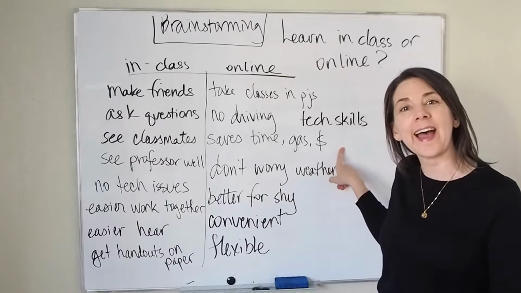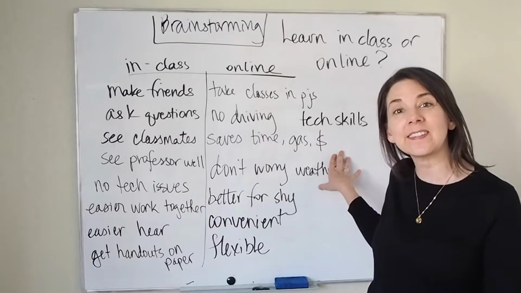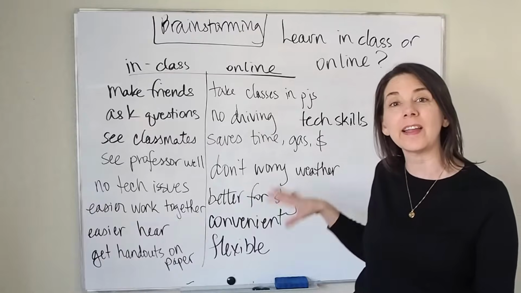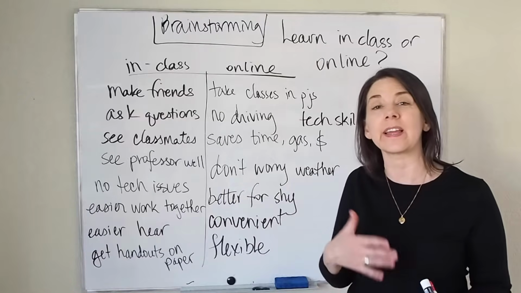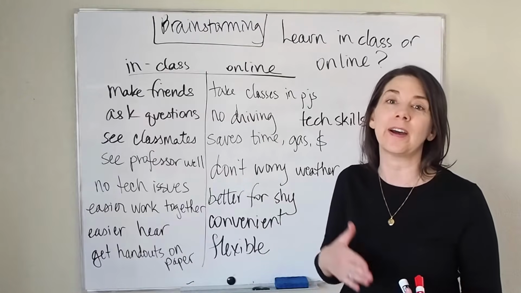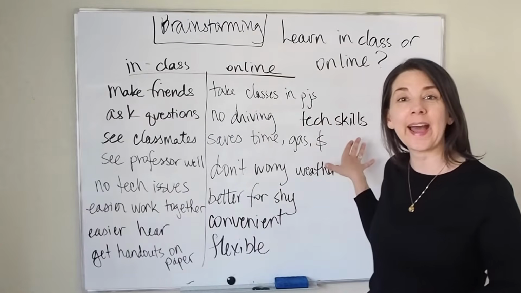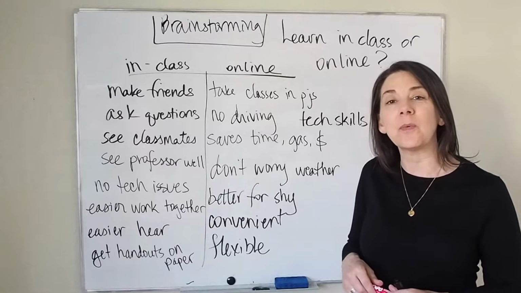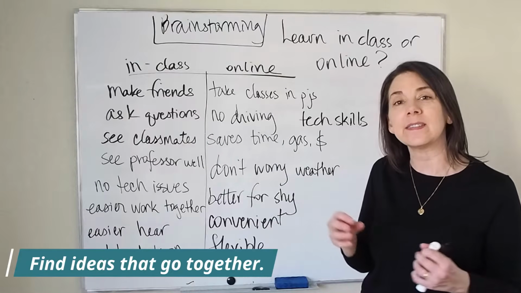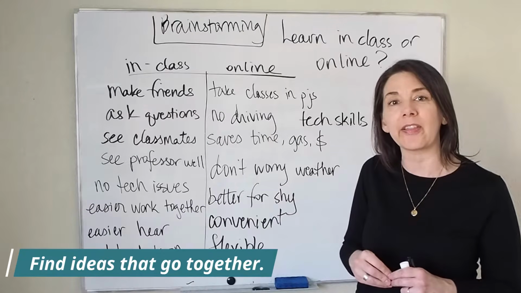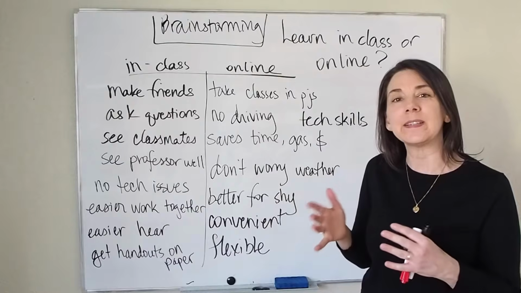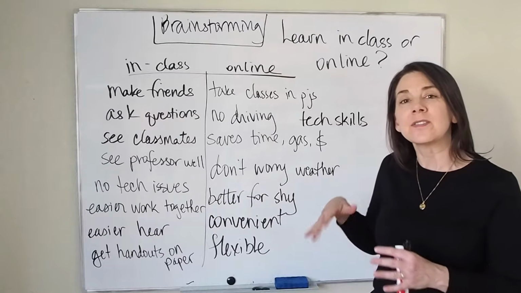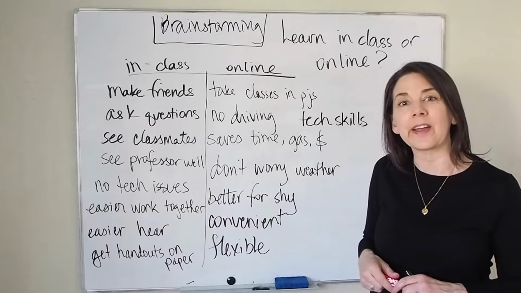I also wanted to add this idea about learning tech skills. When we learn online, we often learn new skills like how to use Zoom or how to use the computer better. So I added that to my list as well. So now what I want to do is I want to look at my brainstorming list and see which ideas go together. There might be some ideas that are related to each other, so we need to find those ideas that go together.